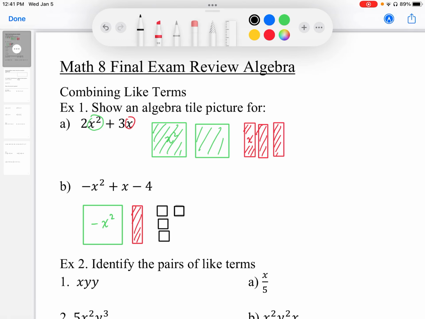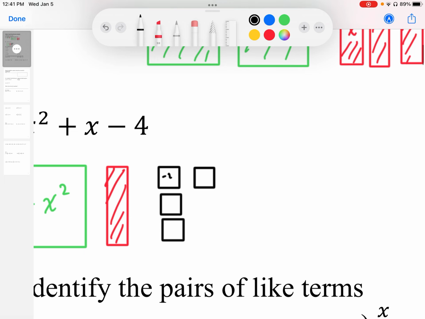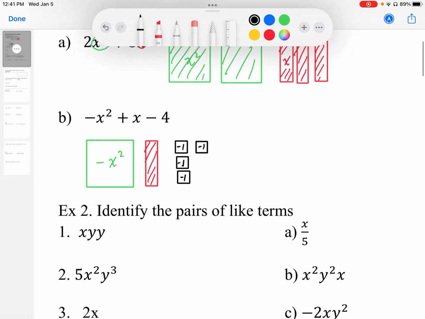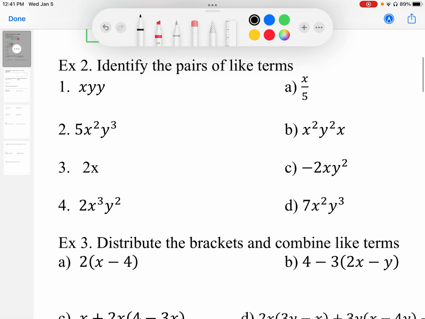So we have three different terms here. I'm just going to zoom in a bit. There's my negative x tile... sorry, that's not negative x. My mistake, that's going to be negative 1. That's going to be a negative 1 tile, negative 1, negative 1, negative 1. So again, we can't combine terms because there are no like terms there.